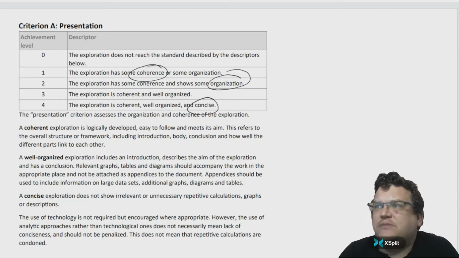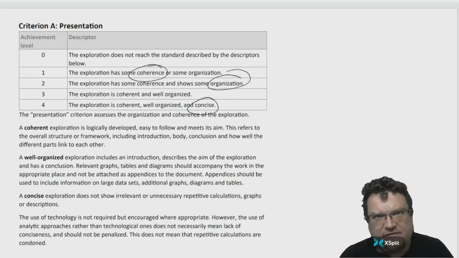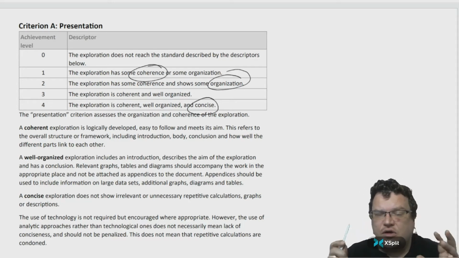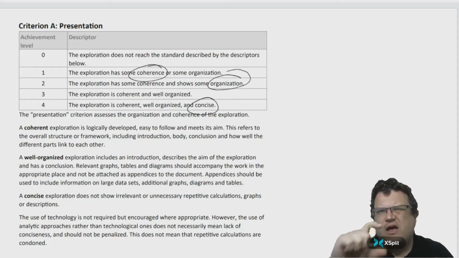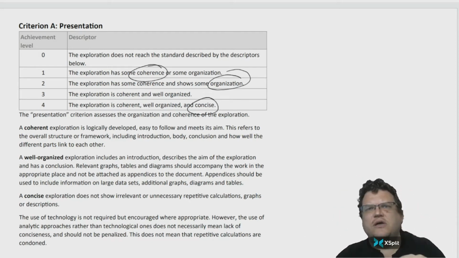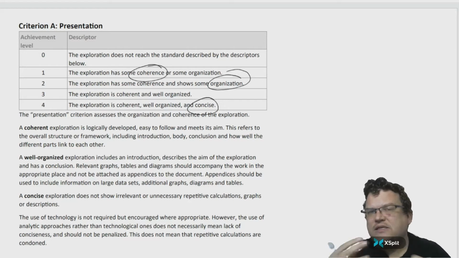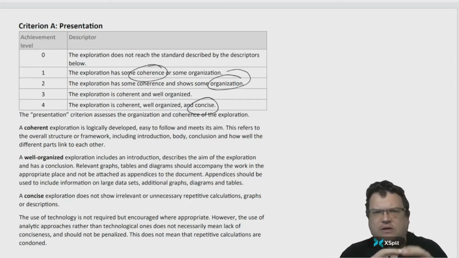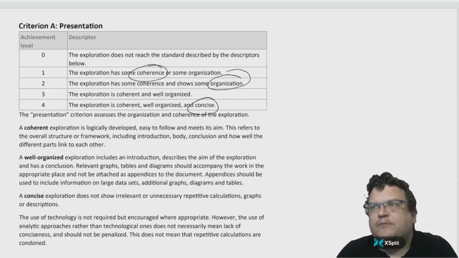Finally, concise explanations, not showing irrelevant or unnecessary repetitive calculations. That is just about doing too much of the same stuff, repeating yourself, or just having too much bloat in the essay. So when you've written the whole thing, you can go back and think, could I cut that? If I remove this, does that ruin the flow of this section? What if no one reads it? Ask those questions to yourself, and if you're happy, you can then pop those in the appendix.